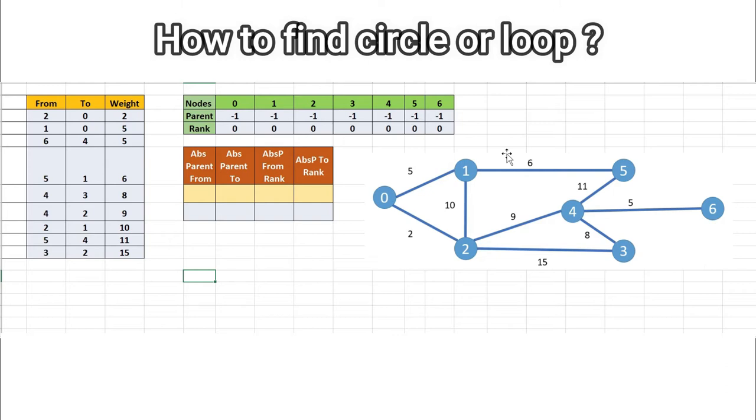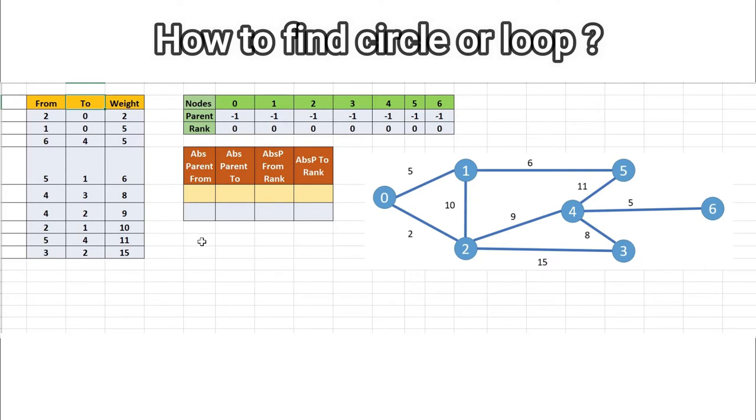Before that, I have to talk about a few matrices. You have already seen this one. If this is the graph, here I have sorted the edges based on their weight. I have mentioned from and to, though the order does not matter because from and to are interchangeable as it is a non-directed graph. So for 2 to 0 the weight is 2, and for 1 to 0 the weight is 5. That way I have sorted them based on their weight.